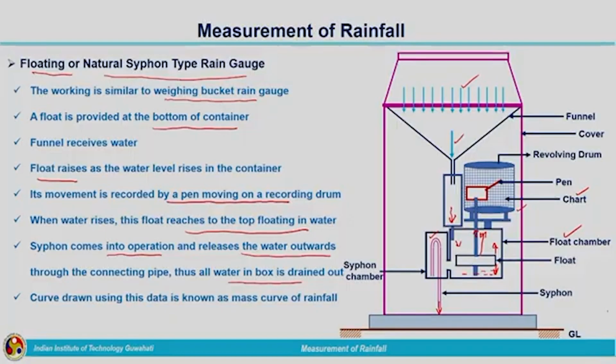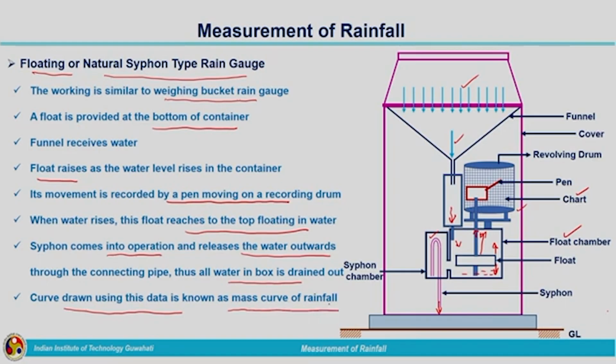Then according to the movement of this float, coming up and coming down, this movement will be marked on the chart by means of the pen. So, finally, we can make use of these recorded readings for getting the details about the precipitation. A curve is drawn using the data which we are getting, and that curve is known as the mass curve of rainfall.